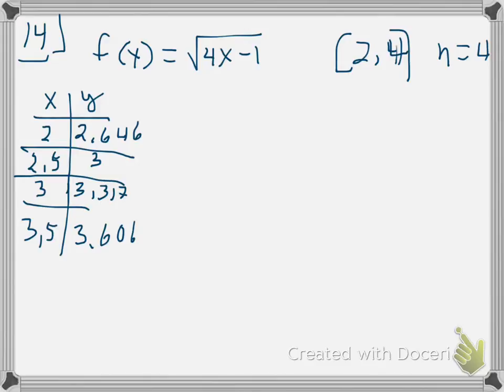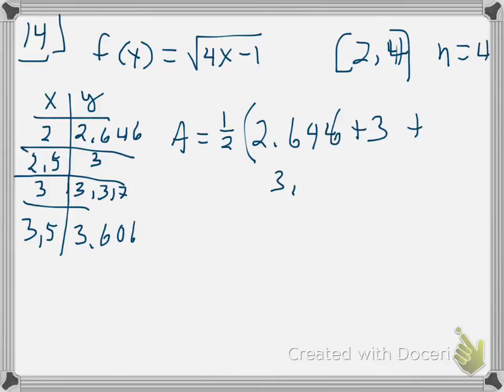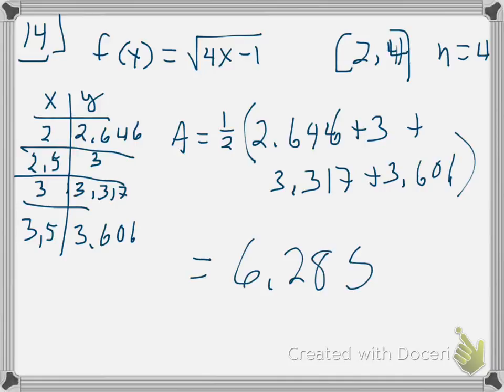So then to estimate that area using a lower sum, what we would want to do is multiply the interval width times the height, and the y value gives the height. So the area, quite honestly, is going to be 1/2 times the sum of all those things. 2.646 plus 3 plus 3.317 plus 3.606. Add all those things up, multiply by 1/2 because that's the interval for each of them, and I got 6.285.